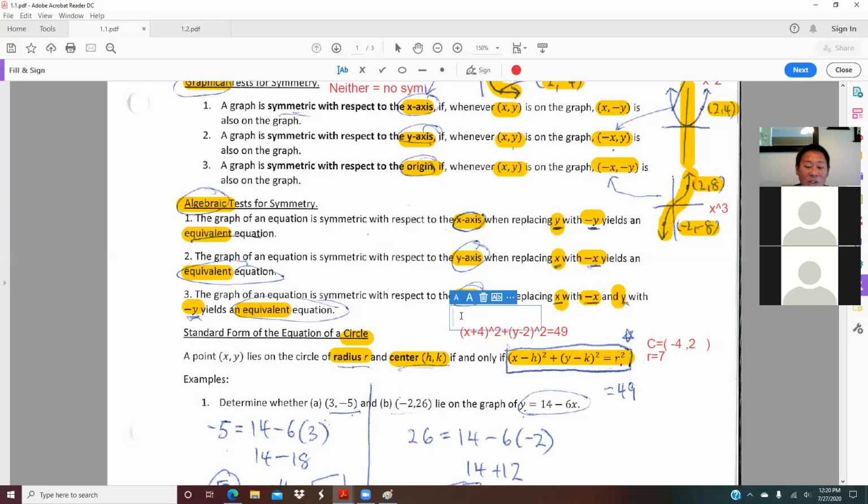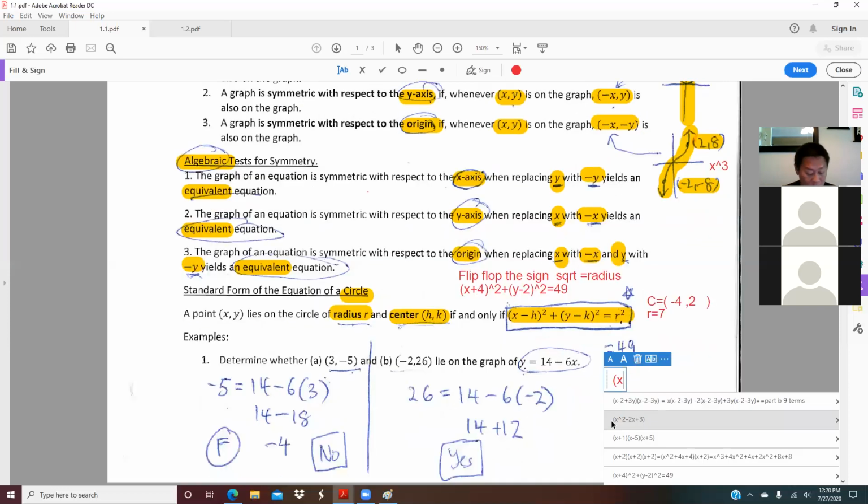So what I usually tell my students is you take the x and y and you flip-flop the sign. You flip-flop the sign, and then for the r, you take the square root to find the radius. Okay, so make sure you know how to do this. You have to flip-flop this sign. So this +4 becomes -4. The -2 becomes +2, and then the radius has to be the square root, so that is 7. Okay, let me give you another one so you know what to do with it.